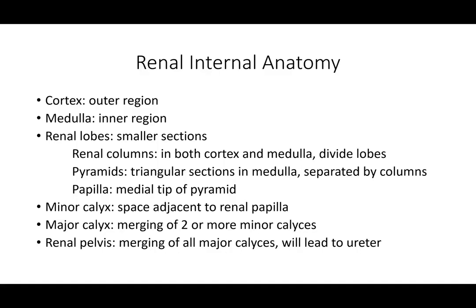And getting a bit more internal, a lot of these we've talked about already in lab, so I'm not going to take a lot of time on them right now, but we've got the outer cortex and inner medulla. We have renal lobes. We didn't cover this term specifically, but these are smaller sections that have the renal columns, the renal pyramids, and the renal papilla. And then we get further in with the minor and major calyx, and then the renal pelvis.